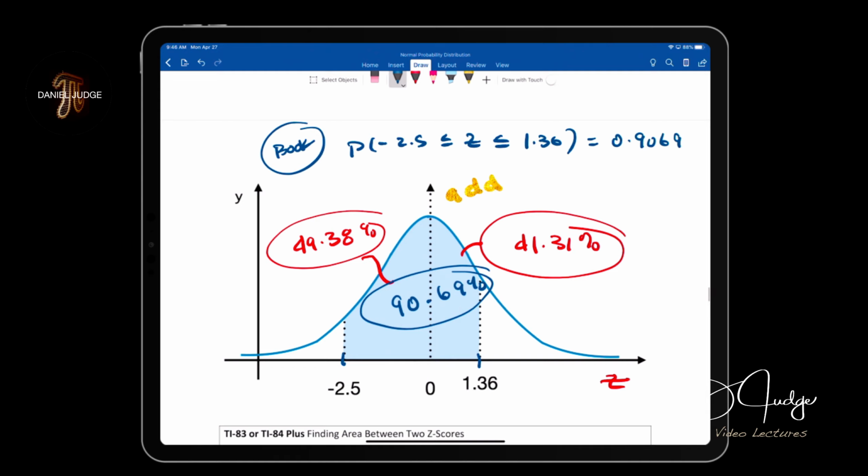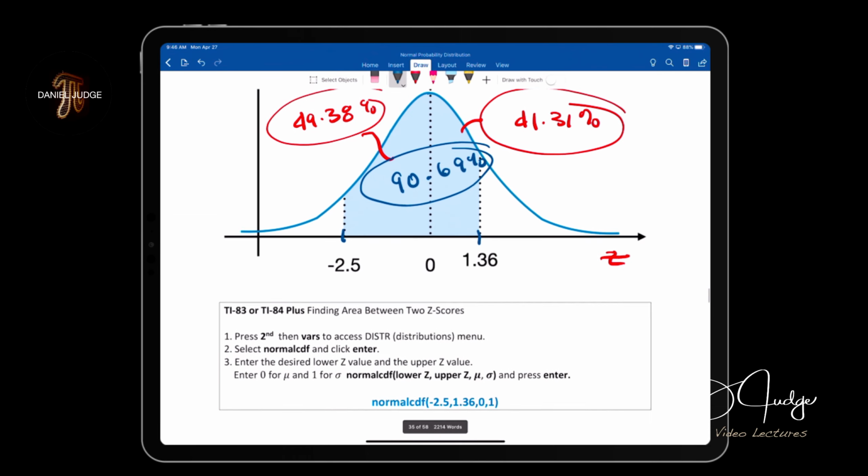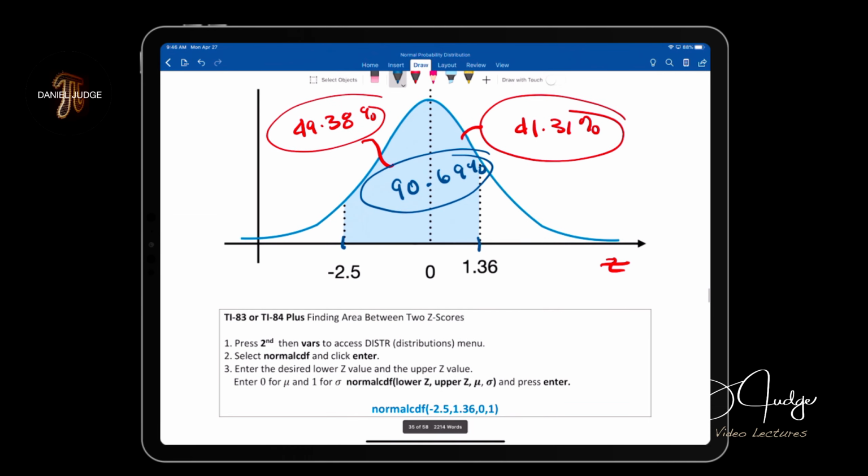I also want to throw out to you, some of you guys are going to be happy, some of you guys are going to be mad. You're going to say, Mr. Judge, you mean that there's a procedure in the TI? And the answer is yes. So I have in your instructions here, we could use the table and our regular calculators, the way I just showed you guys. Because I show people how to do it both ways, using the table and the TI calculators.